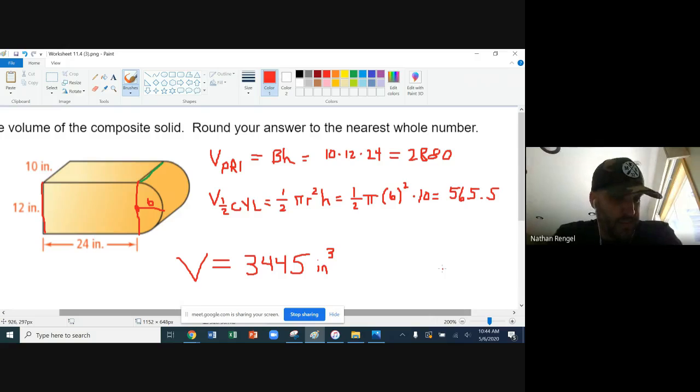So composite solids, when we get two or more different shapes together, we can start to find their volumes.